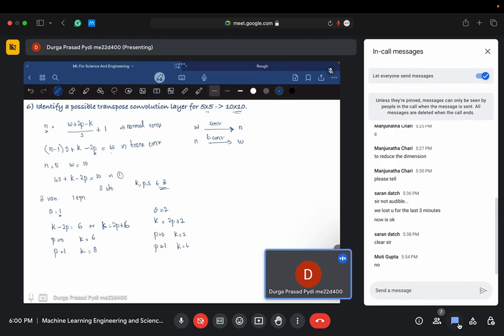You can have different solutions, but it depends on the kernel size. Here you have bigger kernels, which means you have to do more computations. Here you have smaller kernels. Again, we cannot comment on which one of them is best. But I wanted to point out one more thing here. We have assumed that you are trying to do 5 by 5 to 10 by 10 in a single step, which is not always the case.